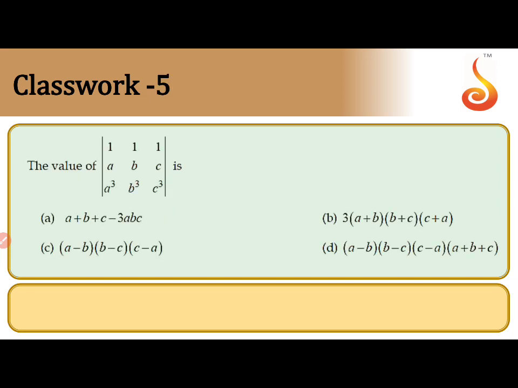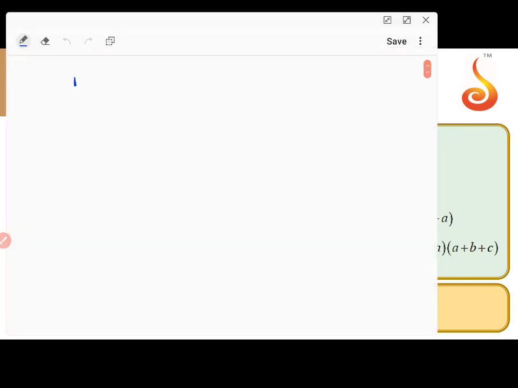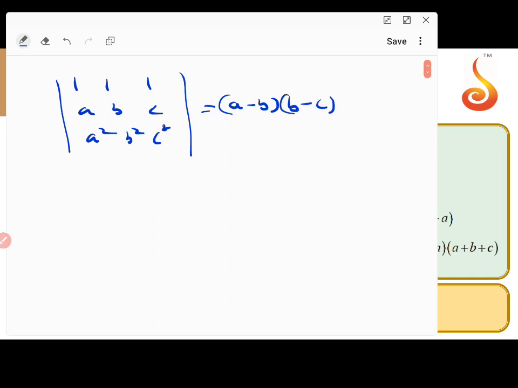Next question. The value of the determinant 1, 1, 1; a, b, c; a cube, b cube, c cube. Here you will learn some more standard determinants. I will give some standard determinants. You just remember these formulas; they are very time-saving results. So 1, 1, 1; a, b, c; a square, b square, c square. Remember this determinant's value as (a minus b)(b minus c)(c minus a).